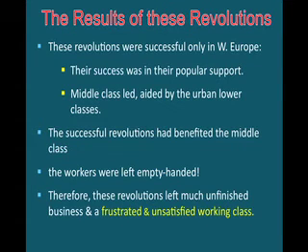The results of these revolutions. These revolutions were successful only in Western Europe. Their success was in their popular support. The middle class led, aided by the urban lower classes. The successful revolutions had benefited the middle class. The workers were left empty-handed. Therefore, these revolutions leave much unfinished business and a definitely angry, frustrated, unsatisfied working class.